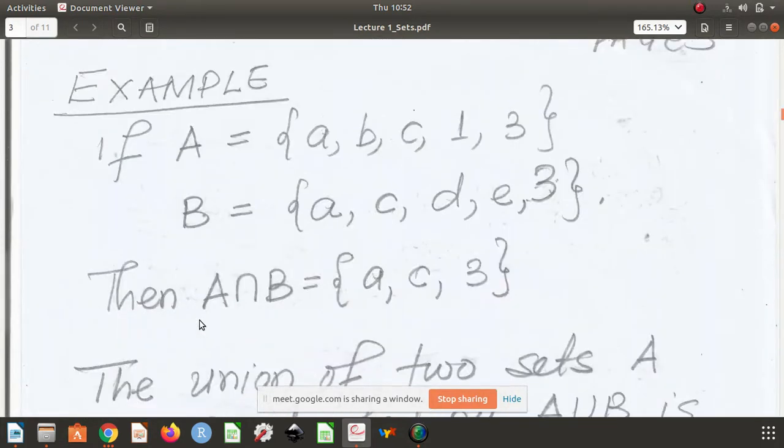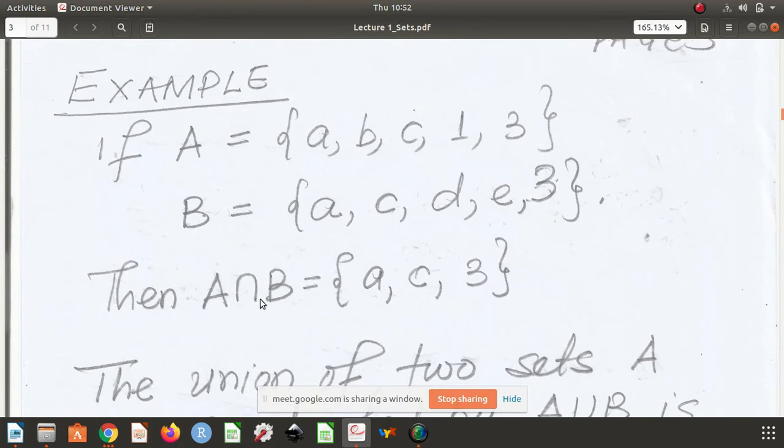So for example, if I have the set A, it contains these. How many are these? 5 objects: a, b, c, 1 and 3. Then I have B, which contains some other objects: a, c, d, e, and 3.